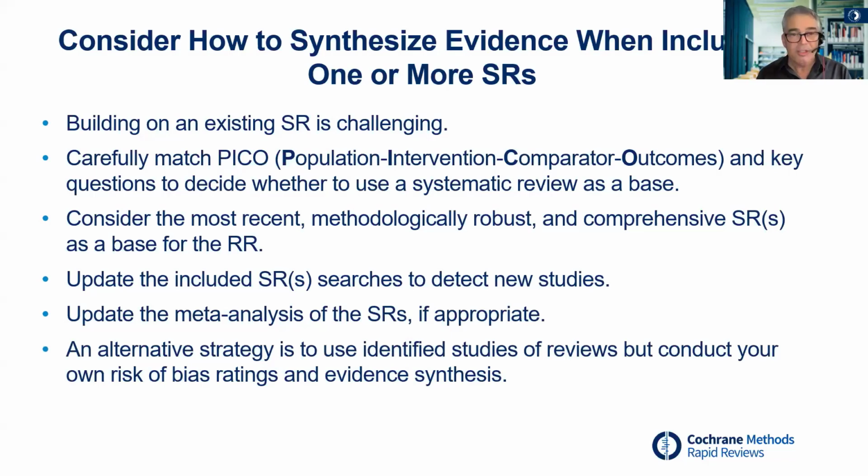An alternative to building on a systematic review is just to use the studies identified in a review, but then conduct your own risk of bias ratings and evidence synthesis. So that still makes the process faster because you can save time with screening.